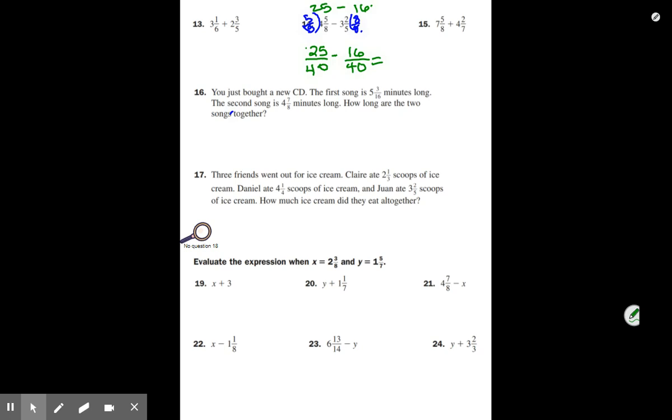9. It is. Sorry, I wasn't listening. 9/40 is my answer, yay! But is it? Can we just ignore the fact that we had whole numbers there? No. What is 4 minus 3? 1. So I still have that 1 there. Okay, 1 and 9/40. I know it's sloppy, sorry.